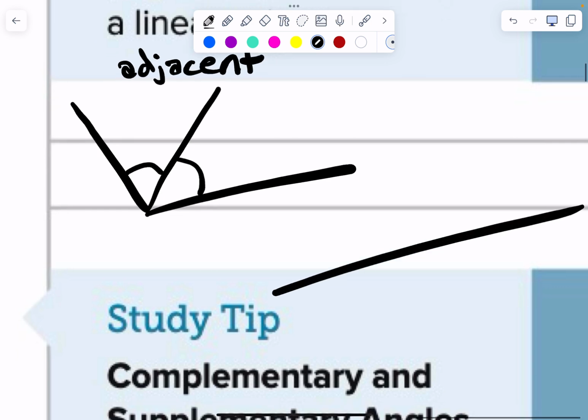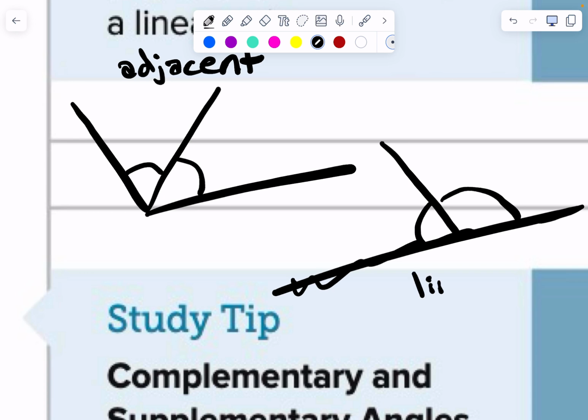How about if I have two angles like this one and this one that are making a straight line? They are a linear pair. Are they also adjacent? Yeah, linear pairs are also adjacent, right? But not every adjacent pair is linear. It's like a square is a rectangle, but a rectangle is not a square.